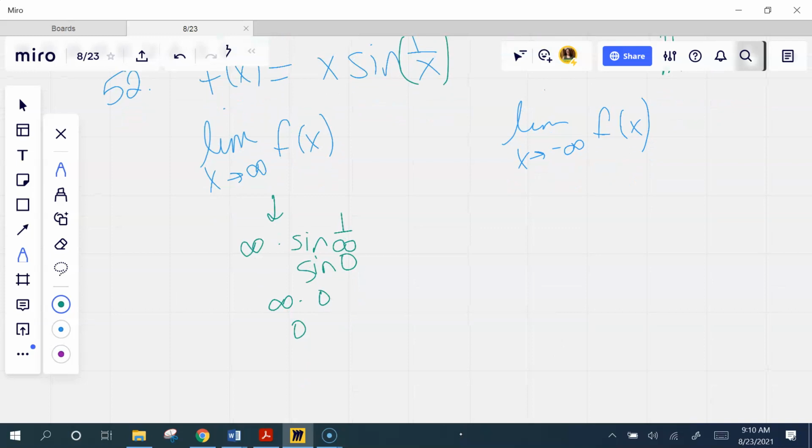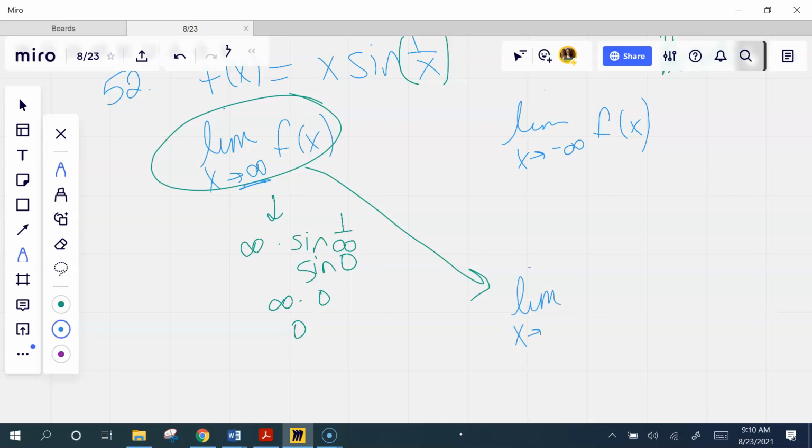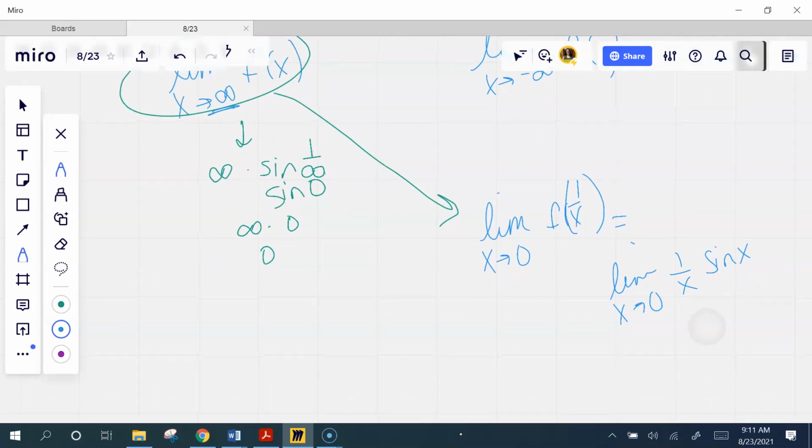Okay. So the trick says that if I have this, I use substitution. I should be able to do the limit as x approaches 0 of f of 1 over x. So that would be the limit as x goes to 0 of 1 over x times the sine of x. Are we in agreement there?